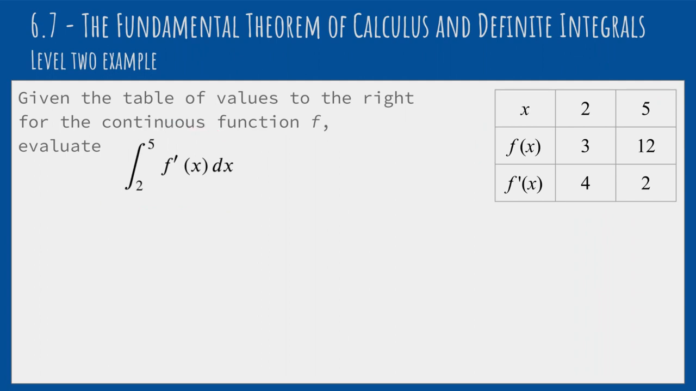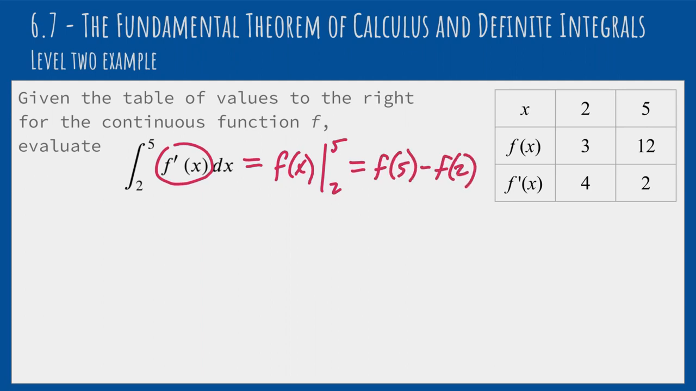So remember, the second version, or part two, of the fundamental theorem of calculus says that we can evaluate a definite integral by taking the antiderivative of the integrand. The antiderivative of f prime of x would be f of x, really f of x plus c, but I'm going to choose c equals 0, and we evaluate that from 2 to 5. So that means that this is going to be equal to f of 5 minus f of 2.